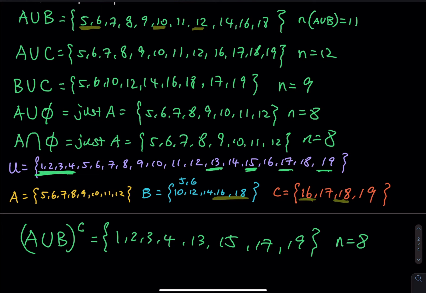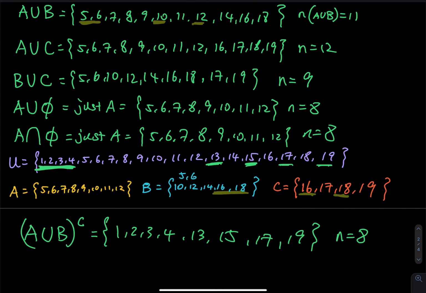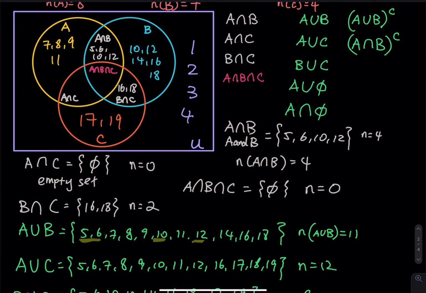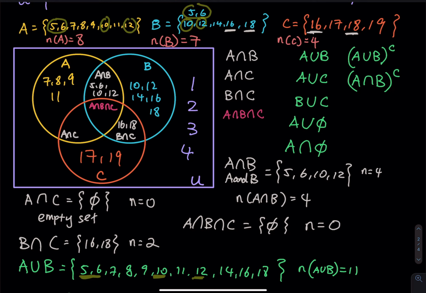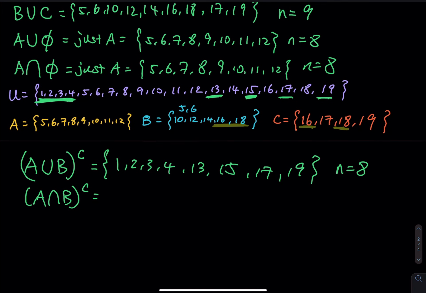And then the last one is A intersect B complement. So where is A intersect B? We should go up to the picture. Look at the Venn diagram. A intersect B is 5, 6, 10, and 12, right? Between the yellow circle and the blue circle. So that means we want all the numbers in the universal set except 5, 6, 10, and 12.